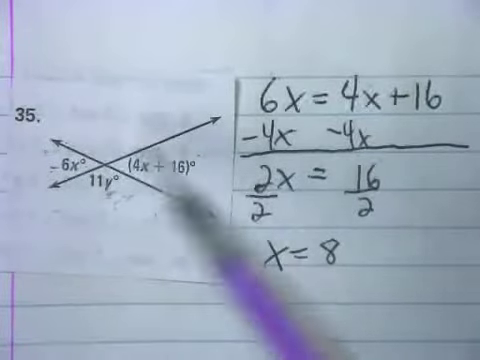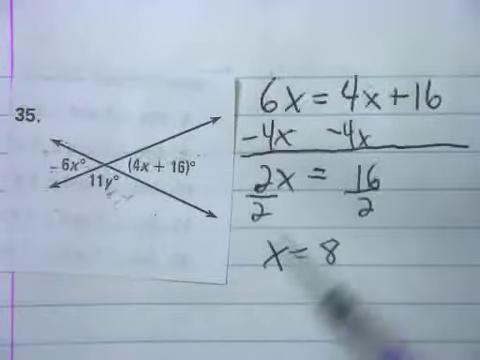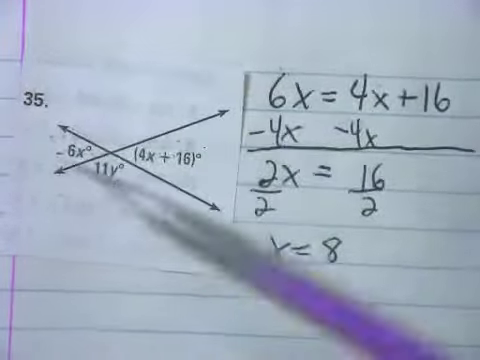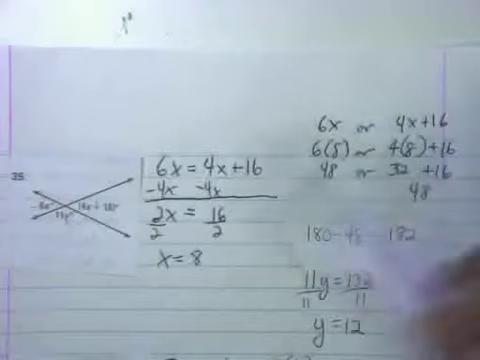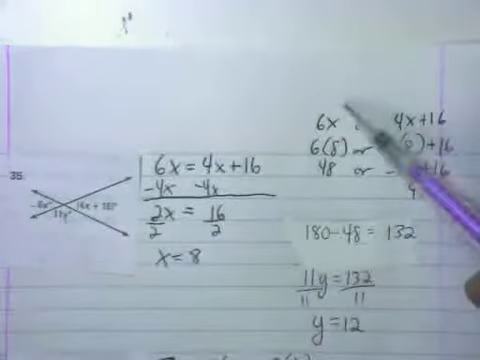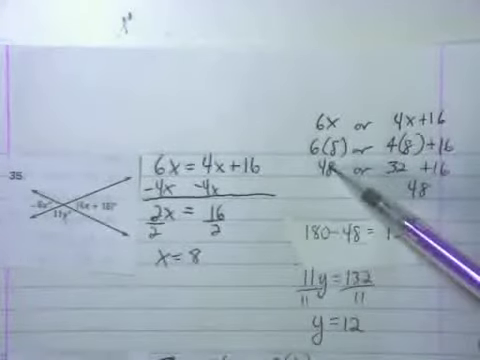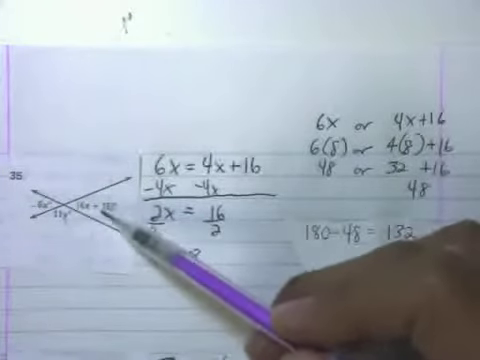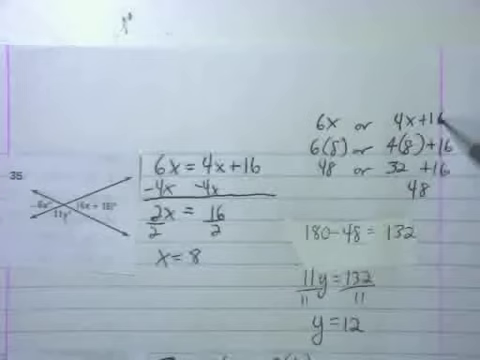Okay? Well, the fact that x is 8 doesn't really help me find this angle by itself. It'd be a good idea if I knew what these angles were. So I can use that 8, because all I have to do is plug in 8 into the angles, and I'll know what they are. And that's what I did here. So if you look up here, my first angle is 6x. Well, 6 times 8 is 48, which means that this angle here is 48.